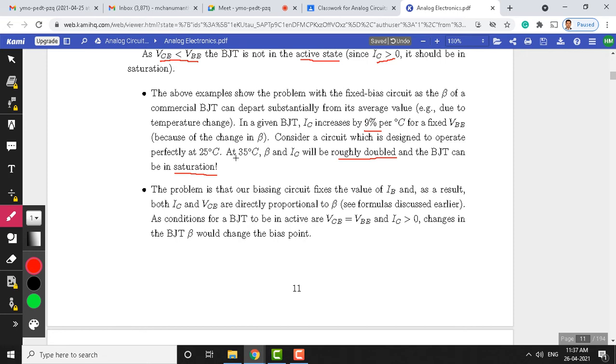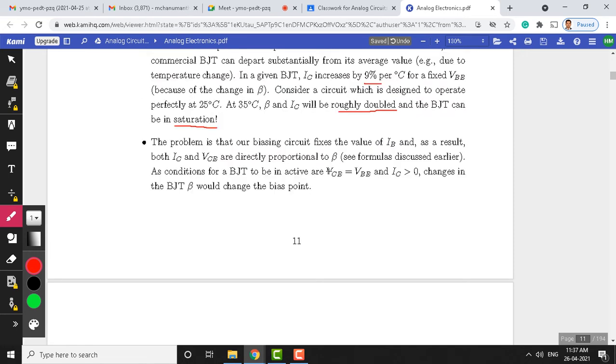This poses a problem in the amplifier circuit here. Now, let us see, we have a big problem. What is the problem that is defined in the last statement here? The problem is that our biasing circuit fixes the value of IB by choosing proper resistor values. As a result, IC and VCE are directly proportional to the beta. Using proper resistors we can fix the value of IB, but the collector current and collector emitter voltage are directly proportional to the beta of a transistor. We already showed with reference to many equations how IC and VCE are proportional to the beta.